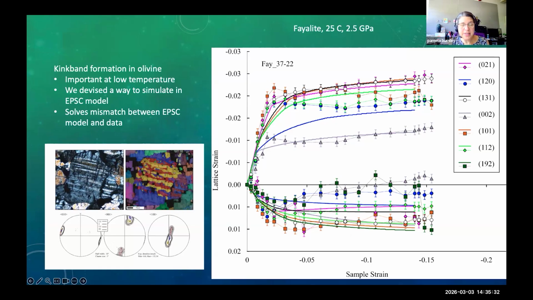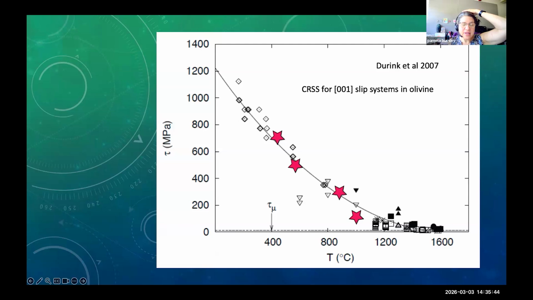So running these models made us realize we were missing something, because you put in what you think is happening and then the model goes, nah, that's not right. Another thing we found is that we were able to take the critical resolved shear stresses for the slip systems in the models that worked, and compare them to single crystal data.